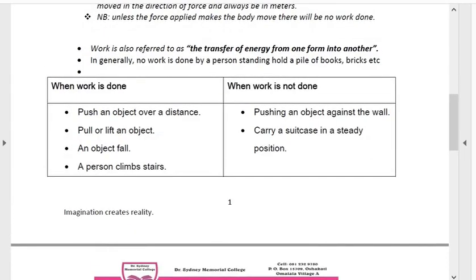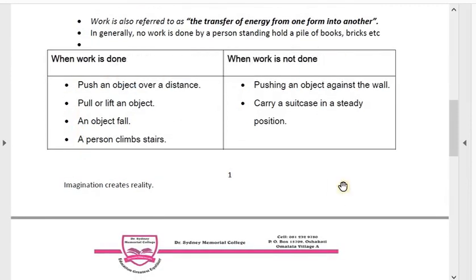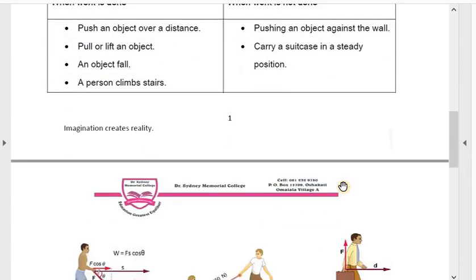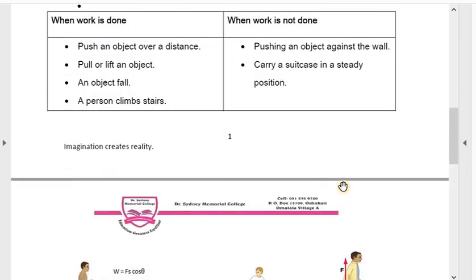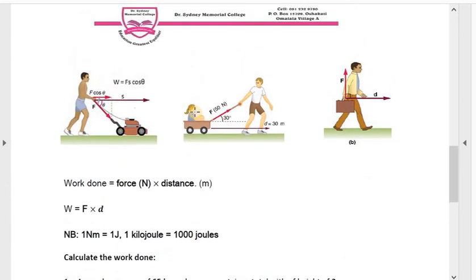So here we now have a table where I put examples of where work is done and situations where work is not done, right? So you can just compare. An object falls. When an object falls, it falls from a certain height and it moves a certain distance. And because it has a certain mass, that mass is going to be changed to a weight, and weight is a force. I hope you understand that. The formula for calculating work, I already gave you, force multiplied by distance.